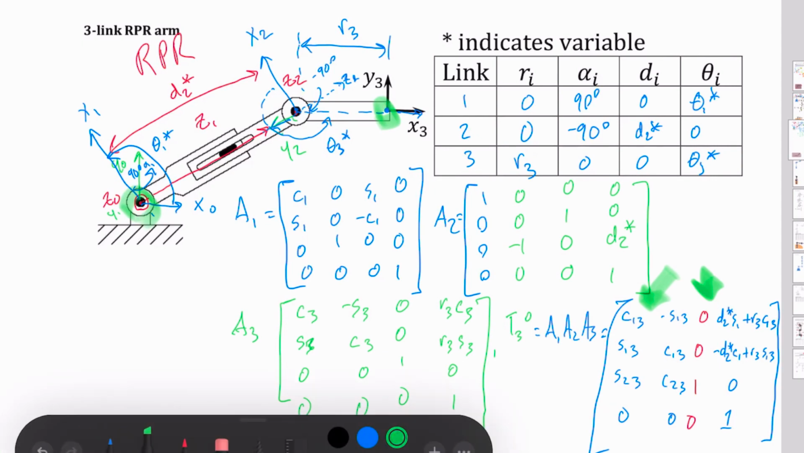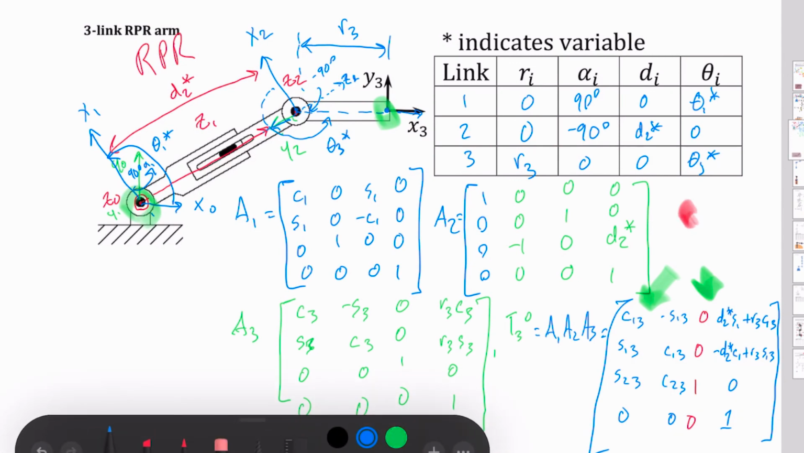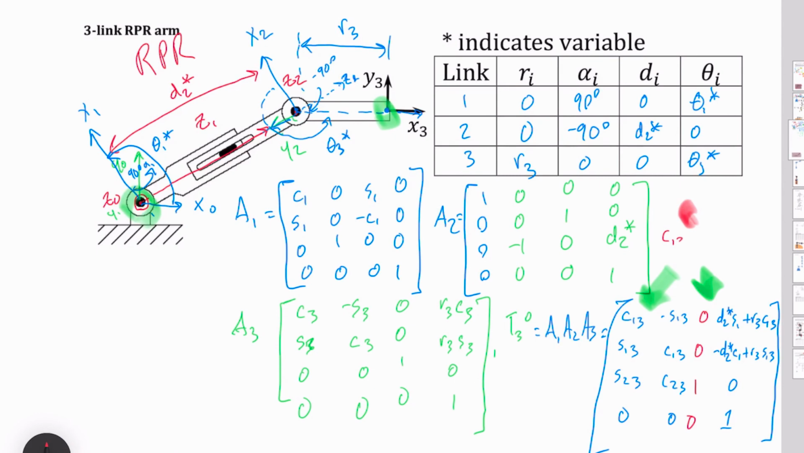Whereas over here you can see that it's only the combination of the sum of theta 1 plus theta 3. Just to remind ourselves, C13 is equal to the cosine of theta 1 plus theta 3. So it's just a summation of those two that tells you how much our final x-axis is rotated and how much our final y-axis is rotated.